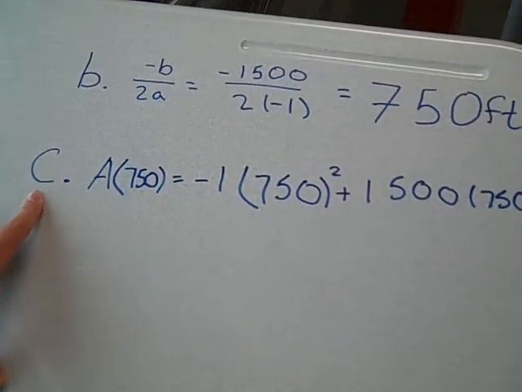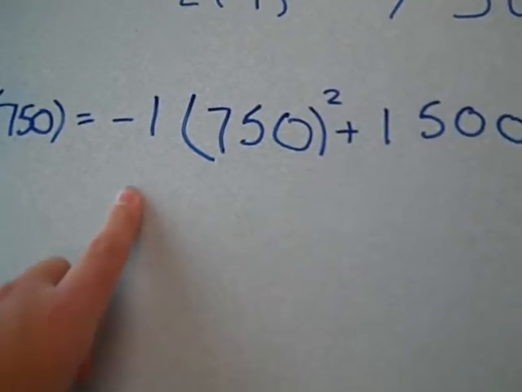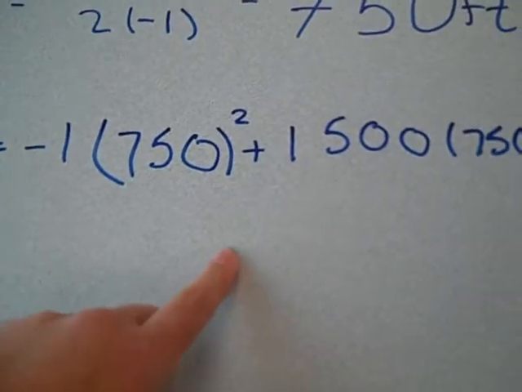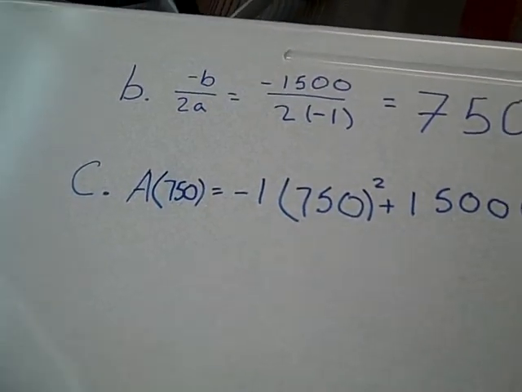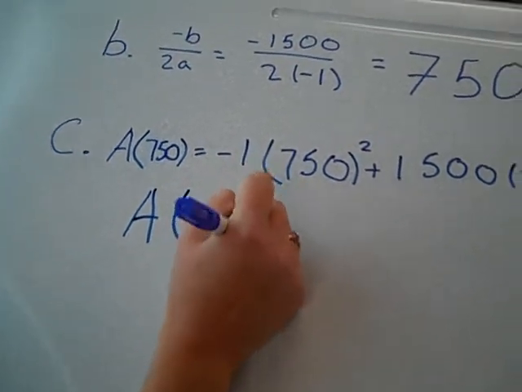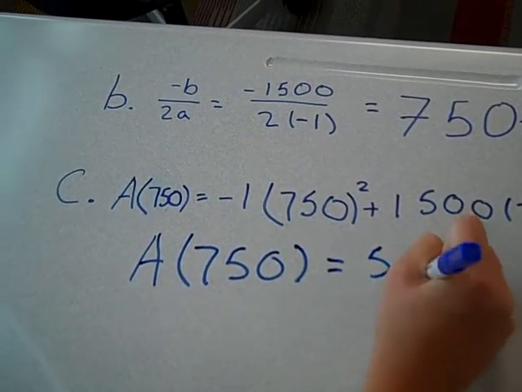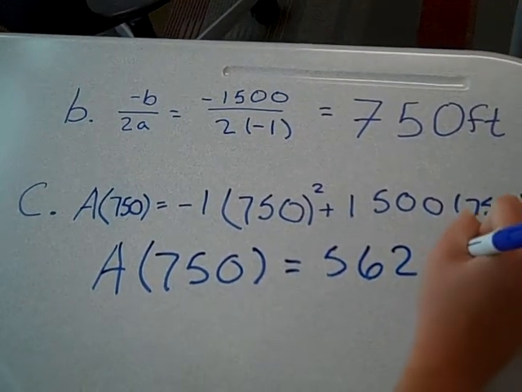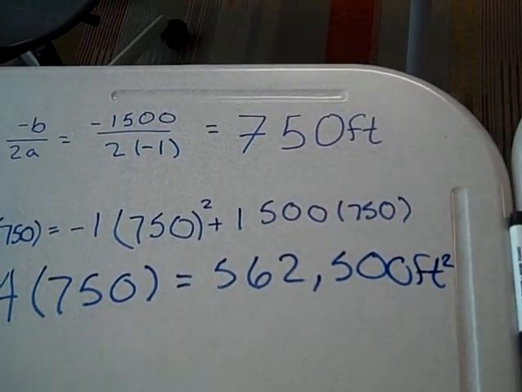For C, you'd put in A of 750 equals -1 times 750 to the second, and just put it into the equation. And in the end, this equals A of 750 equals. And our problem was to the second.